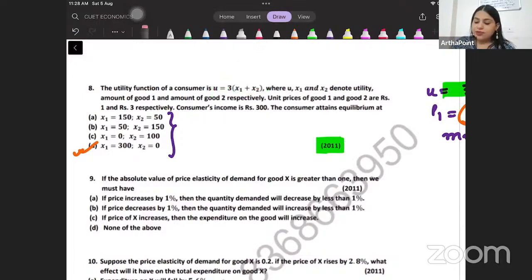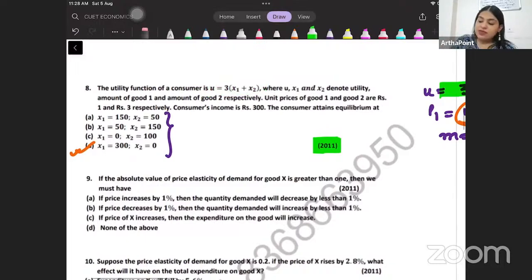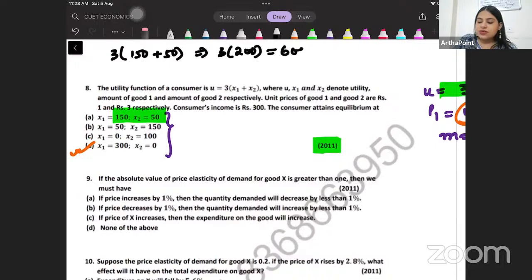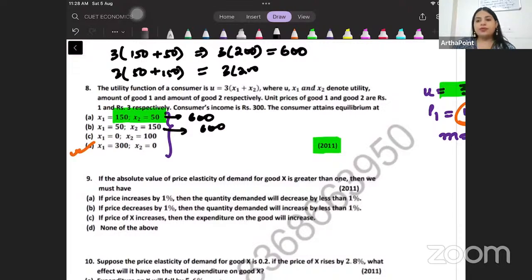So for example, in the first case, when my bundle is 150-50, so beta, what will I get? 3, 150 plus 50. So it will be 3 into 200. So it will be 600. So my utility will be 600. Right? Take the second case, beta. 3, 50 plus 150. So 3 into 200. Again, utility is 600.